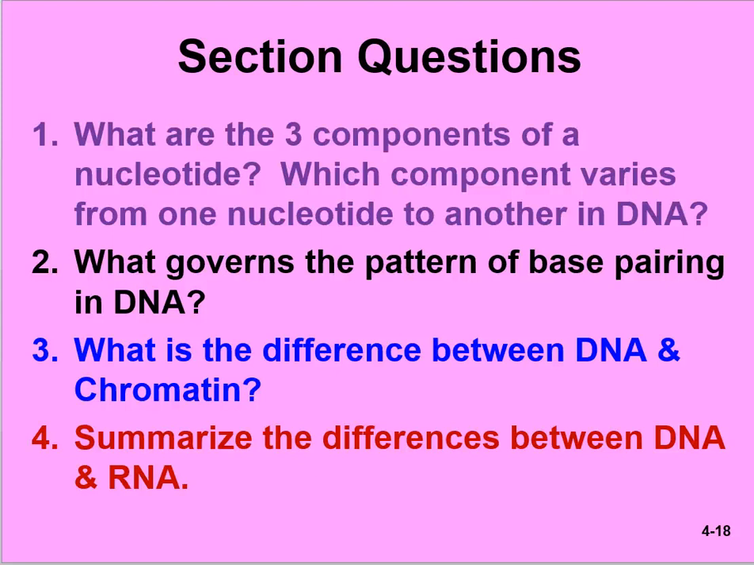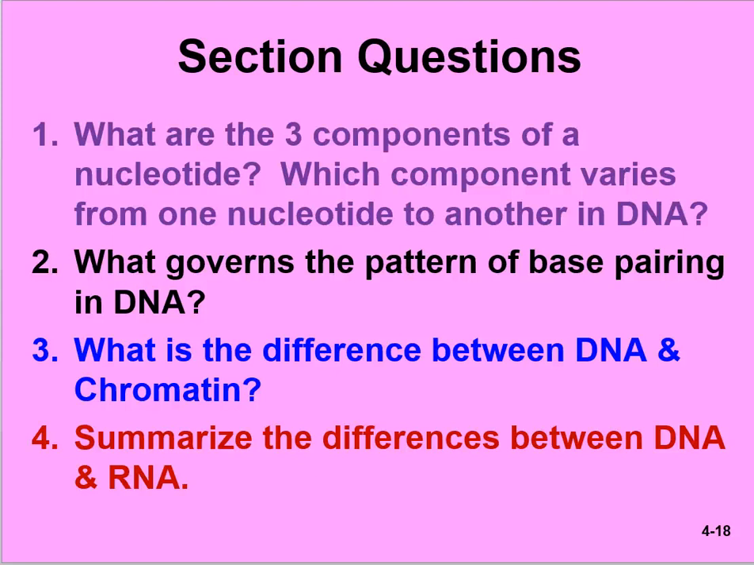Number two, what governs the pattern of base pairing in DNA? Well, remember the rules. A always bonds with T because they like two bonds between each other, and those are relatively weak hydrogen bonds. And then C always pairs with G because they like to have three hydrogen bonds between them.